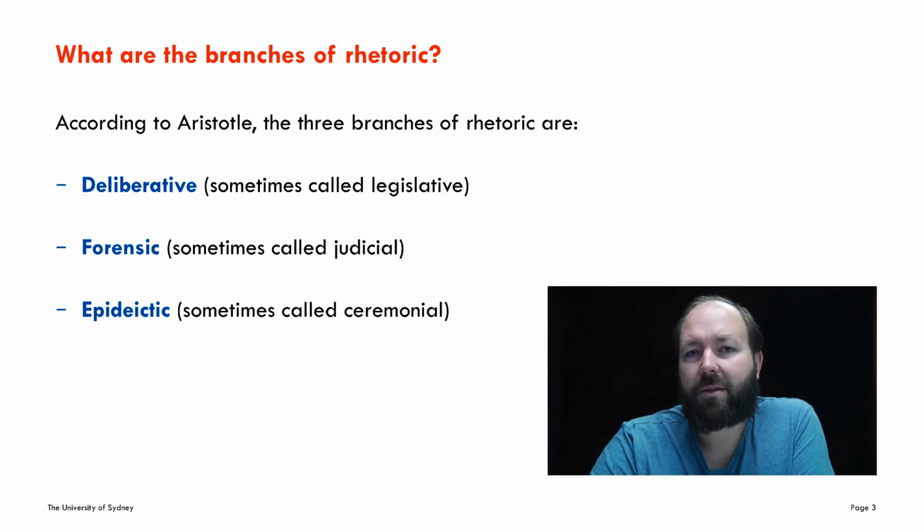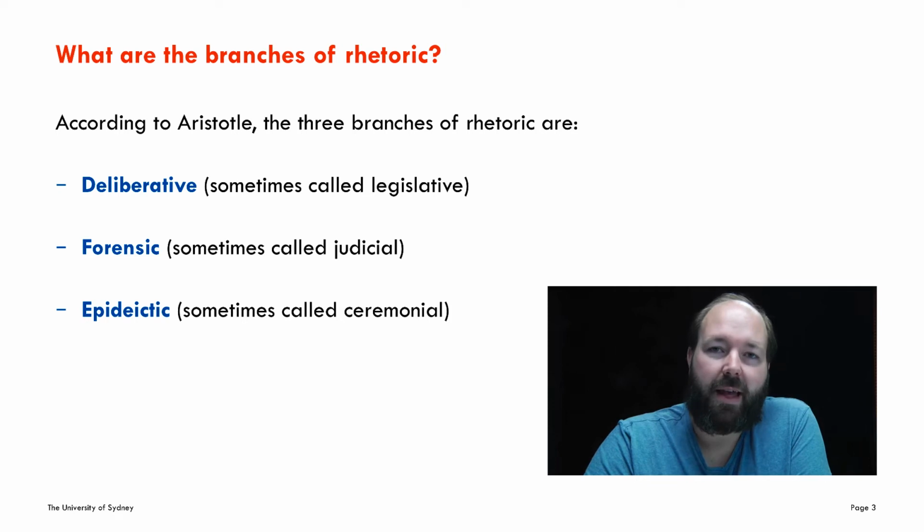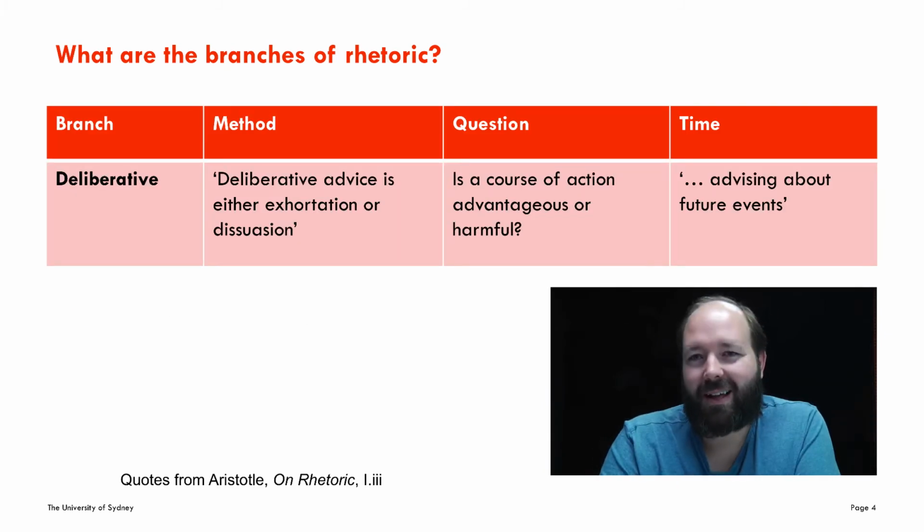Now, according to Aristotle, you could determine whether a speech was within one of these branches of rhetoric by looking at the method that speech uses, the main question that speech or that argument pursues, and the time to which the argument refers. So Aristotle asks us to examine the method of a speech, the main question of a speech, and the time to which a speech refers in order to associate it with a particular branch of rhetoric.